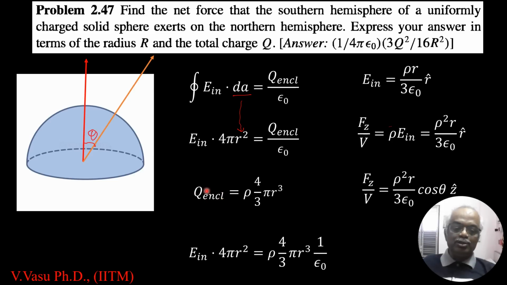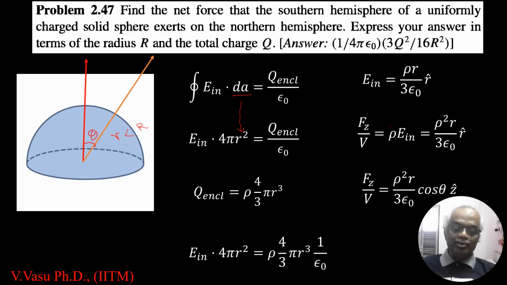The charge enclosed is the volume charge density, rho, multiplied by the volume enclosed by this small r. Here r is less than capital R, that is, inside the sphere. The charge enclosed is rho times 4 by 3 pi r cubed. Now substitute this: the electric field inside the sphere multiplied by 4 pi r squared is equal to rho times 4 by 3 pi r cubed, times 1 over epsilon naught.